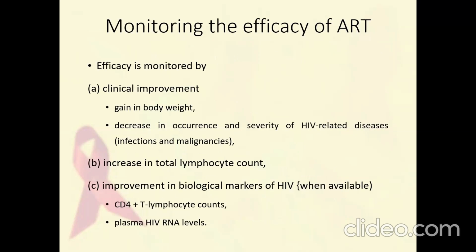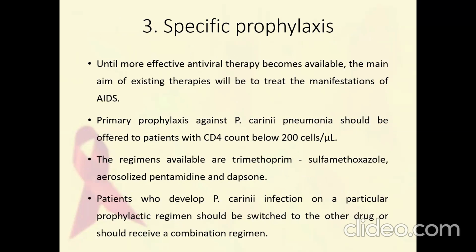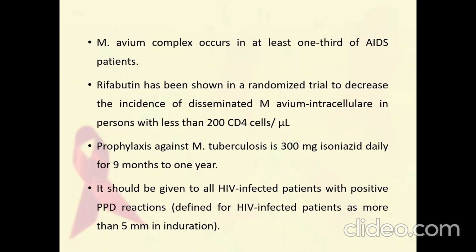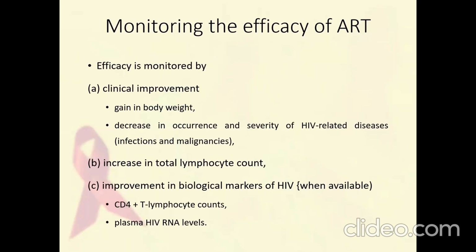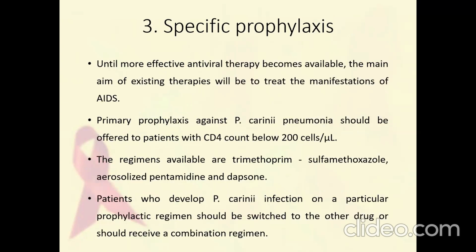Then monitoring efficacy of ART. Efficacy is monitored by clinical improvement, that is gain in body weight, decrease in occurrence and severity of HIV-related diseases, increase in total lymphocyte count, improvement in biological markers of HIV, that is CD4+ T lymphocyte counts, plasma HIV RNA levels, and specific prophylaxis.